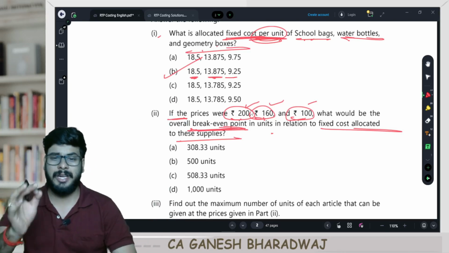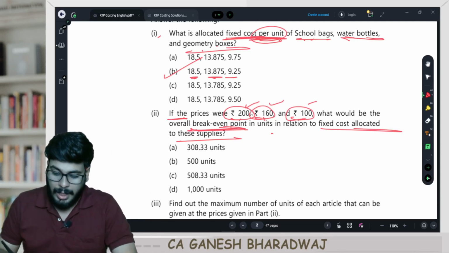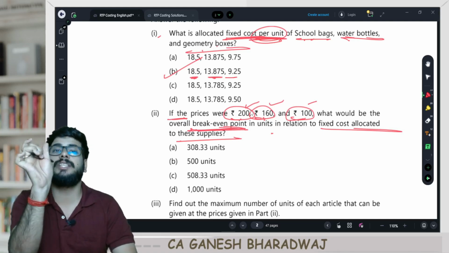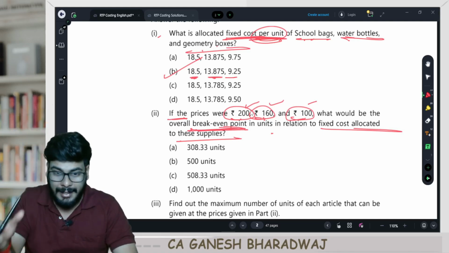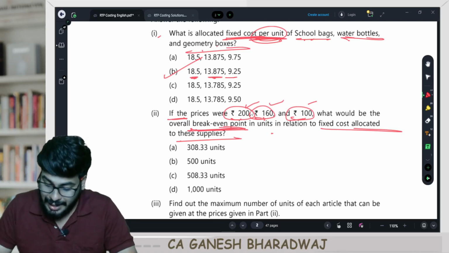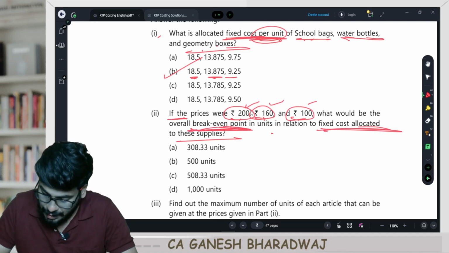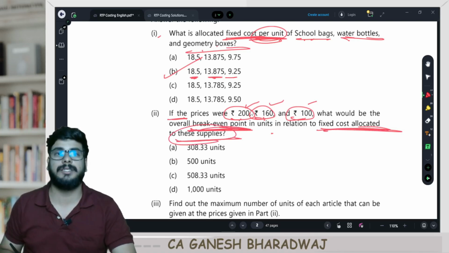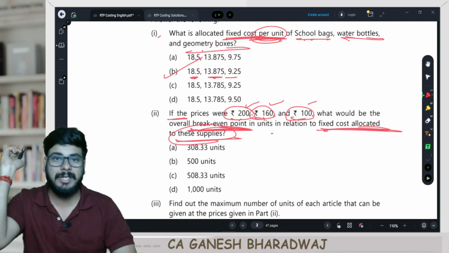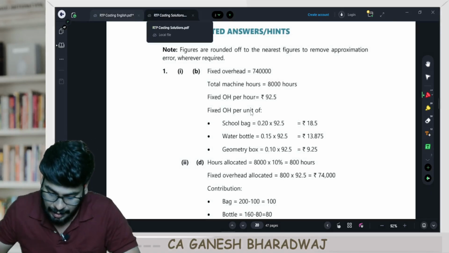Now, a very, very important understanding that you need to do. They are asking only about the 10% capacity, right? For that 10% capacity level, what is going to be the break-even point? That's why they are asking, calculate the break-even point in relation to the fixed cost allocated to these supplies. These supplies means the fixed cost pertaining to the 10% capacity level, you need to calculate. Are you clear with this? This is exactly what they have done.